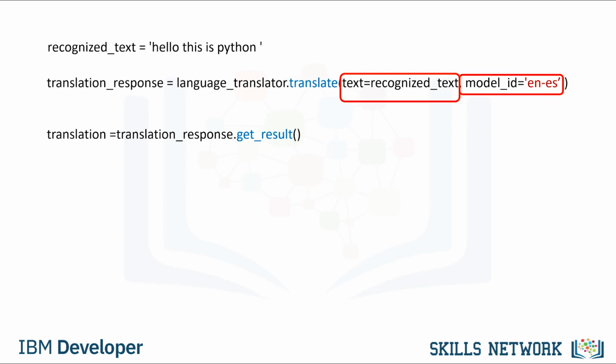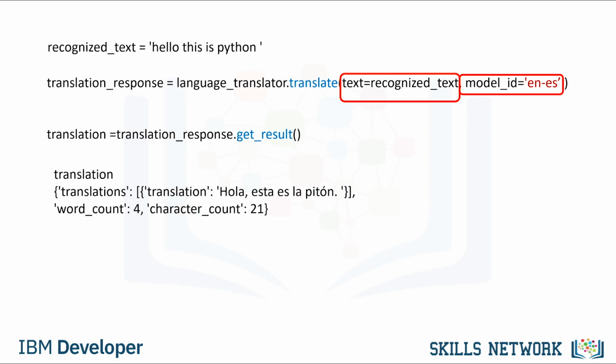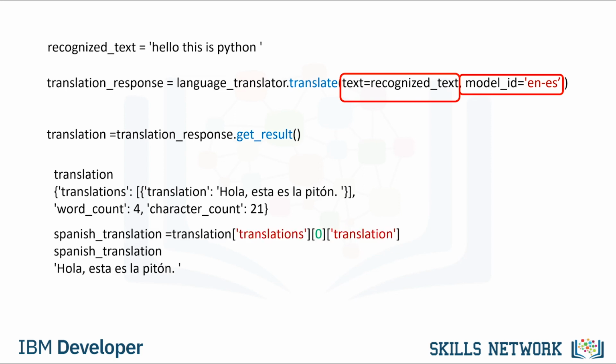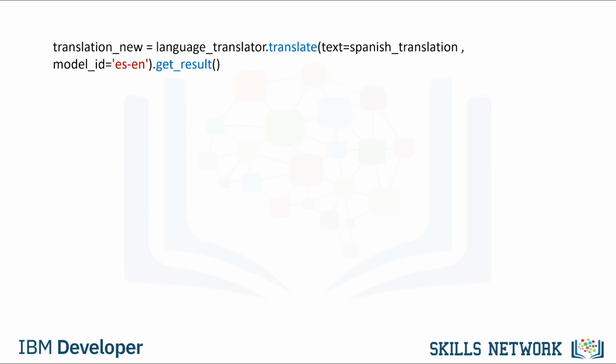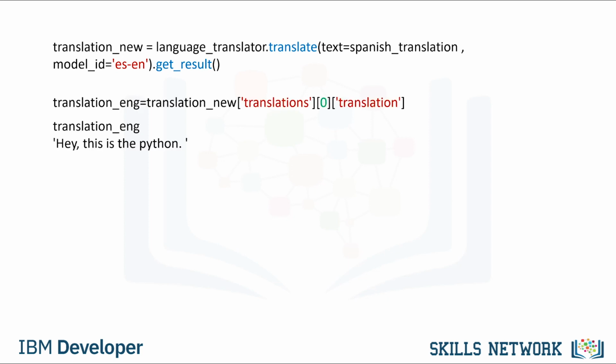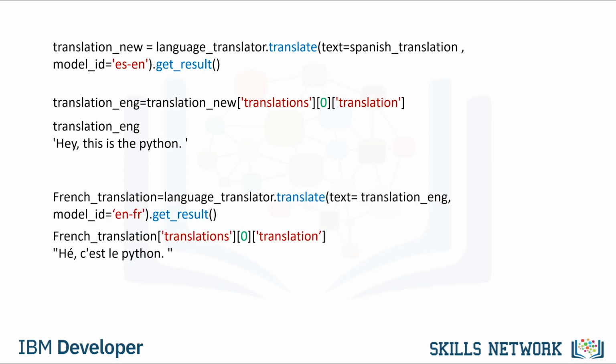We use the method get_result to get the translated text and assign it to the variable translation. The result is a dictionary that includes the translation, word count, and character count. We can obtain the translation and assign it to the variable Spanish_translation as follows. Using the variable Spanish_translation, we can translate the text back to English as follows. The result is a dictionary. We can obtain the string with the text as follows. We can then translate the text to French as follows. Thanks for watching this video.